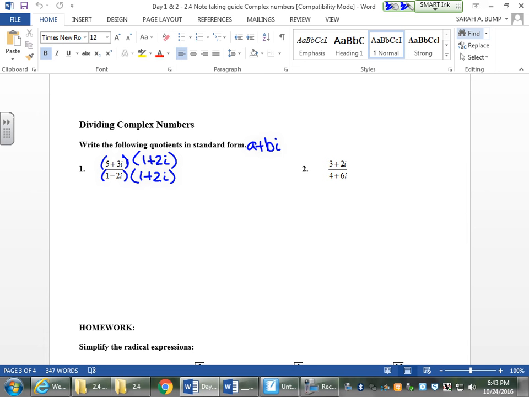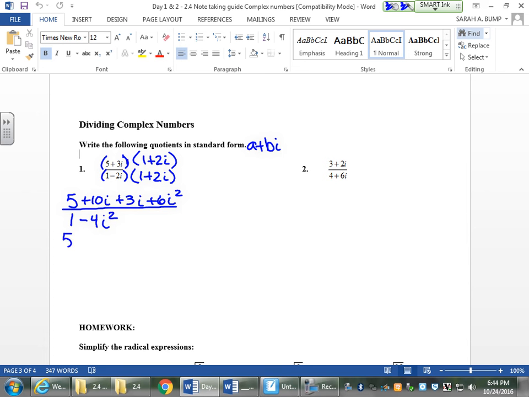In the top, they are not conjugates, so you have to distribute it all out. So you're going to get 5 plus 10i plus 3i plus 6i squared. In the bottom, they are conjugates, so you can just do the first and the last. 1 times 1 is 1. Negative 2i times positive 2i is negative 4i squared. And then I'm going to keep simplifying the top and the bottom.